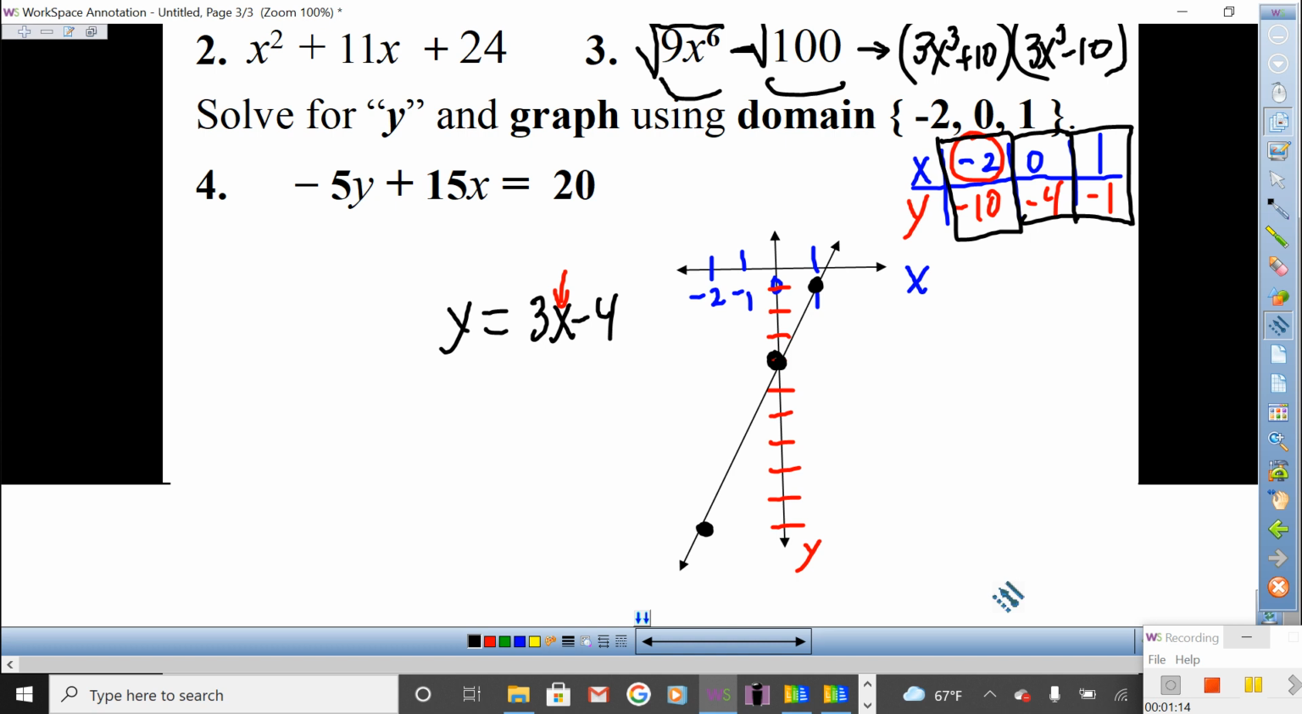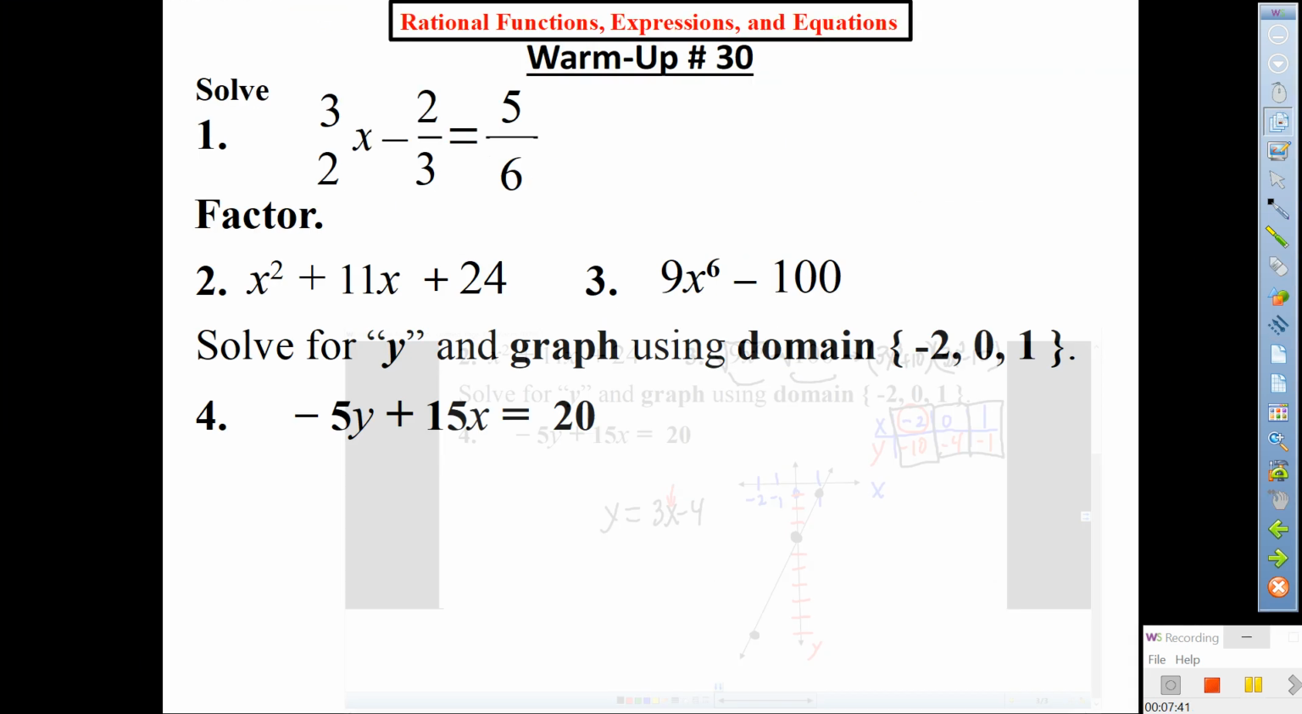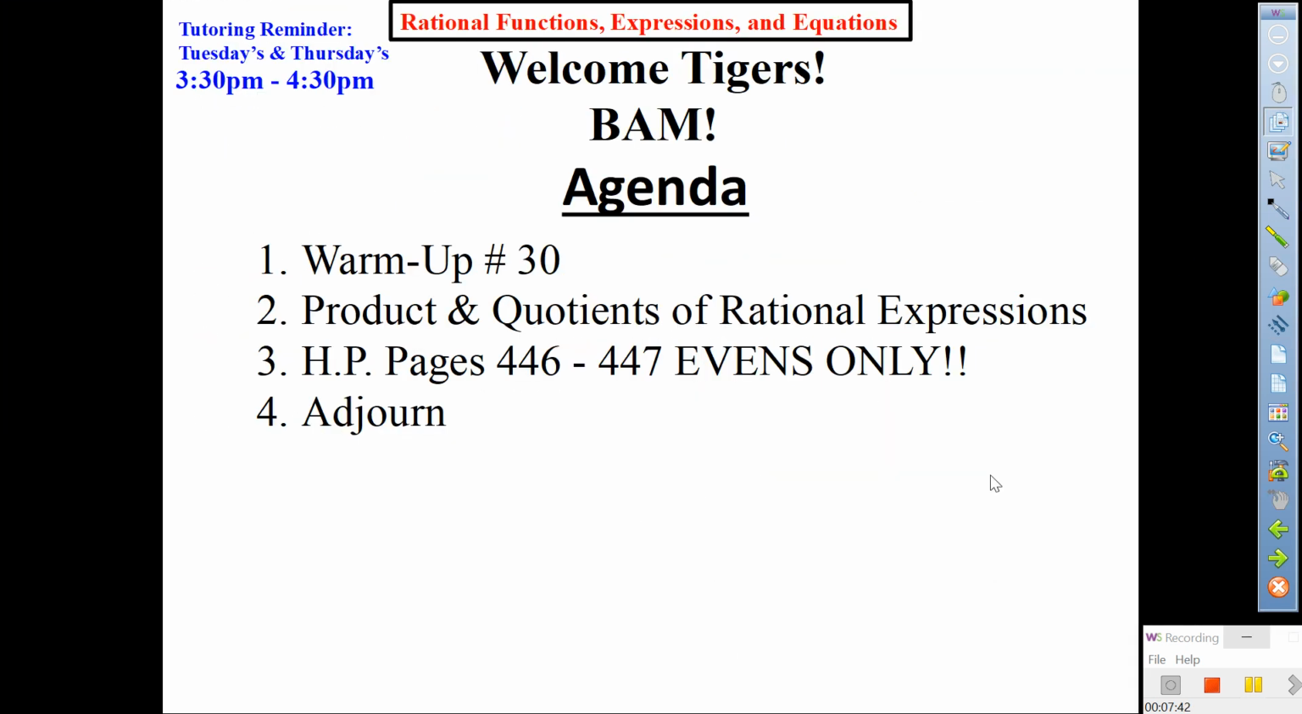Okay, good. All right, agenda. Copy this, please. Warm-up number 30. Today we're still working on product and quotients of rationals. And tonight, your homework is 446, 447 evens. Yesterday was odds. Now it's even.